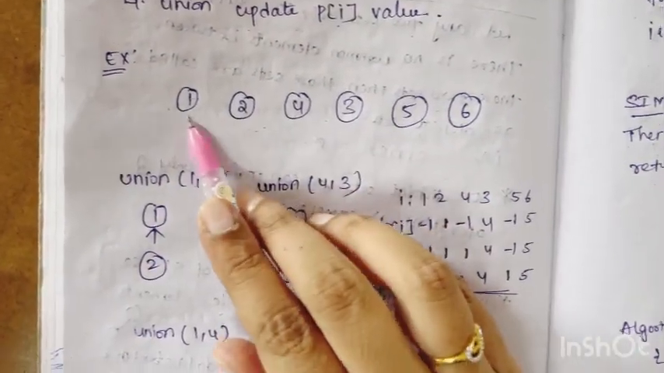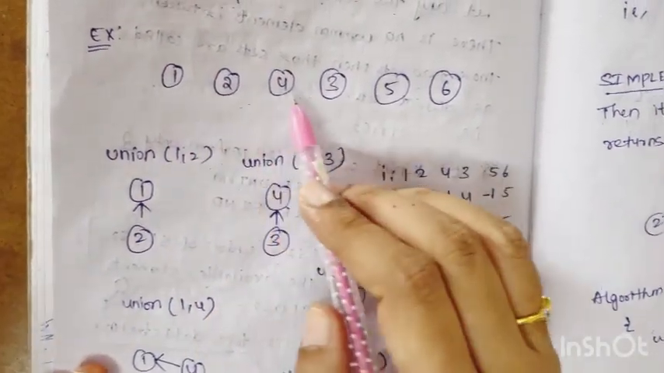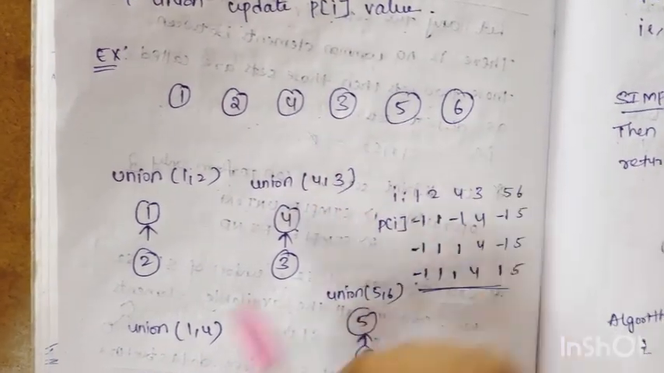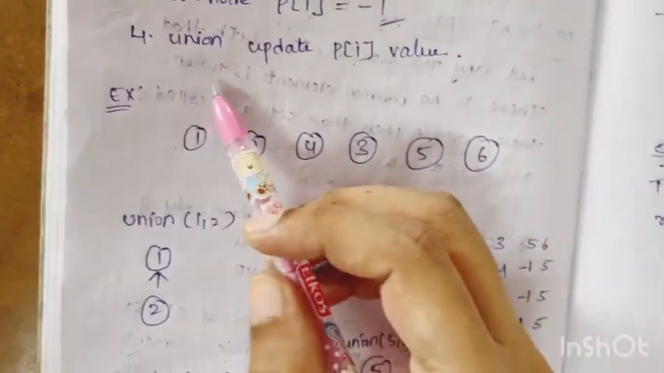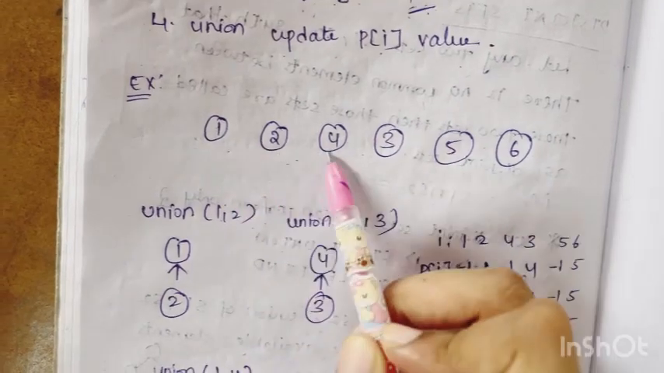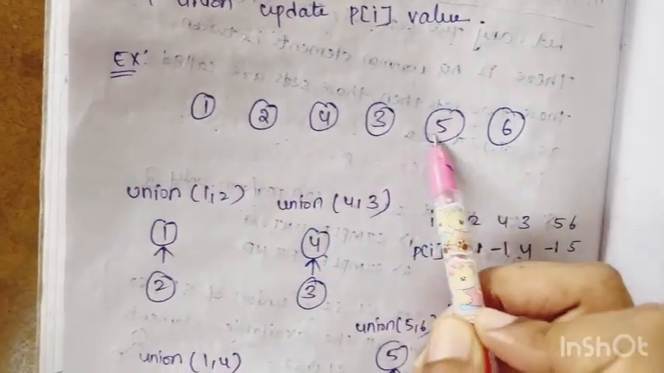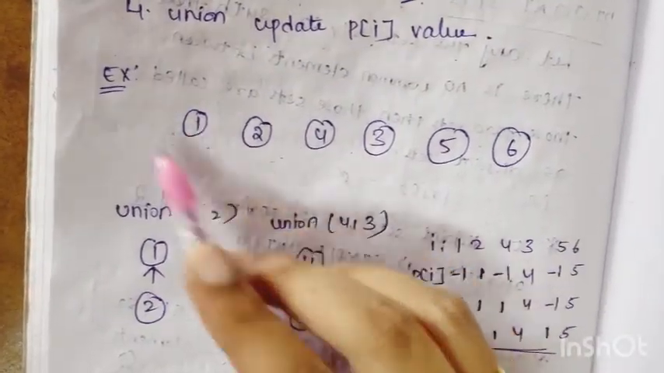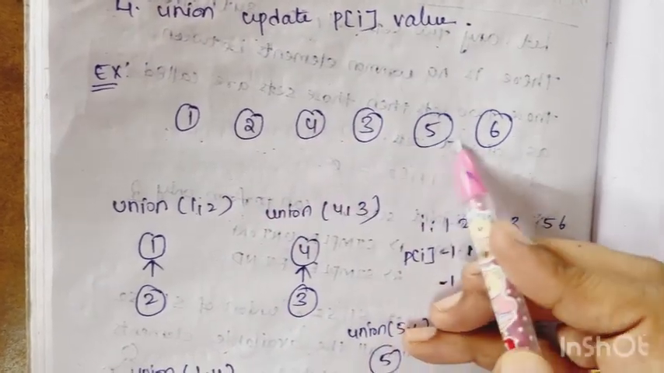For example, the set values contain 1, 2, 4, 3, 5, 6. What did we say in the first step? First we have to treat each and every element as a single, separate tree. So 1 as a separate tree, 2 as separate, 4, 3, 5, 6.